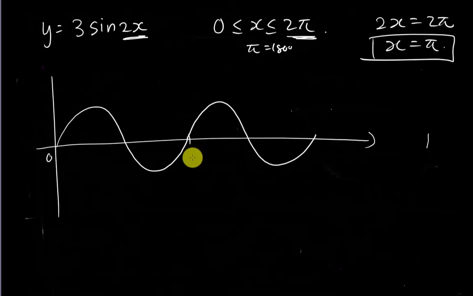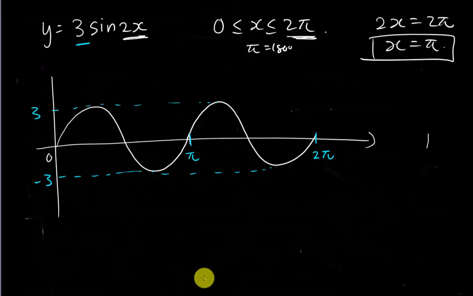So my 1 cycle here equals pi. This one will be 2 pi. My maximum will be 3 because of the amplitude, and the minimum will be -3. Okay, now how can you actually sketch this one?